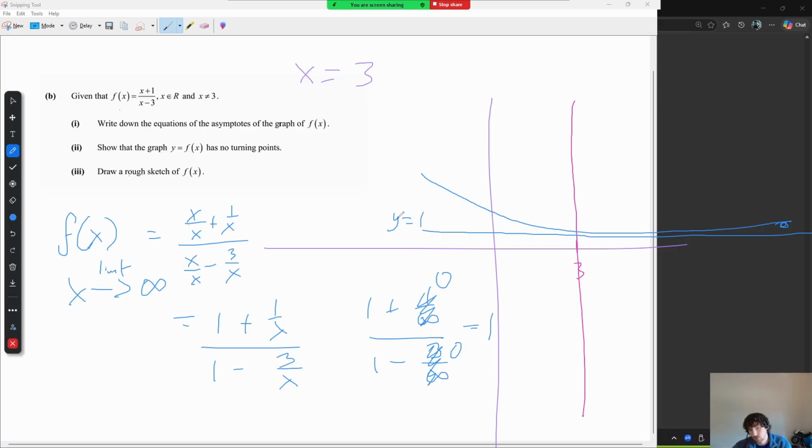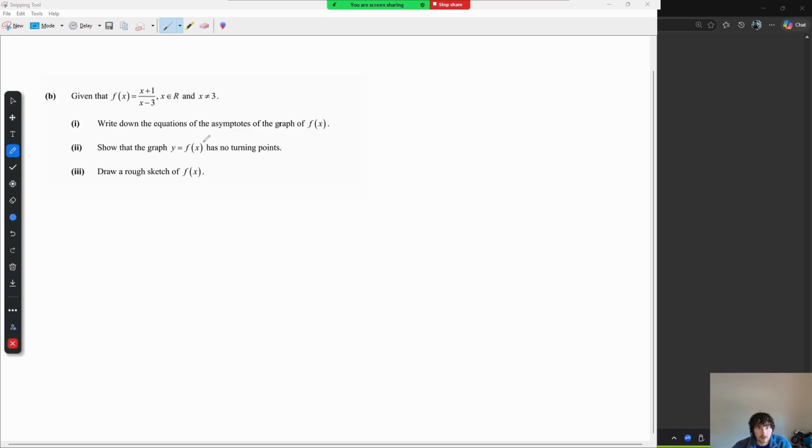Okay, and then if you want to find out what it's doing all the way off to the left, you check what happens when you put in minus infinity, and it'll be the same thing. If you put in minus infinity here, 3 over minus infinity is still 0, and so it's like minus 0, but it's still 0. So the horizontal asymptote is y equals 1. So we've established that the equations of the asymptotes are y equals 1 and x equals 3. Now we have to draw a graph of this.